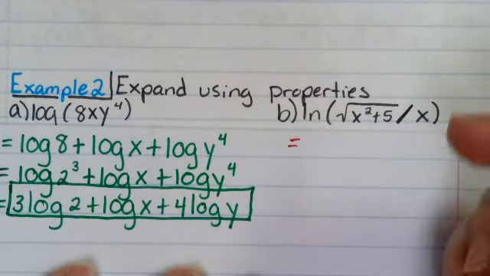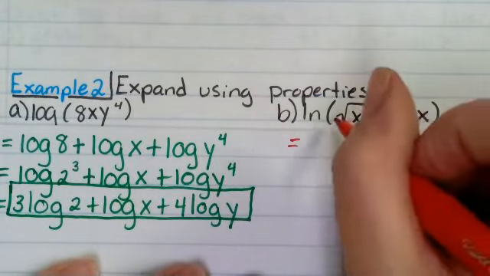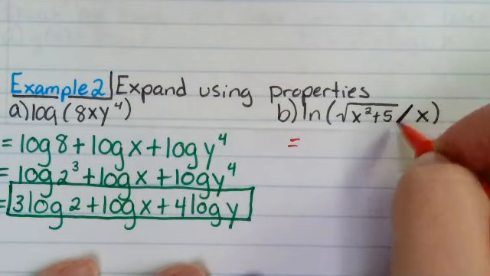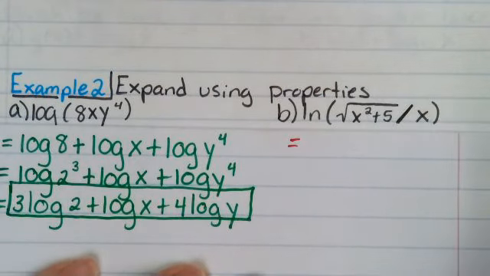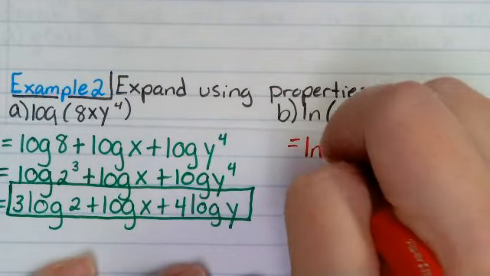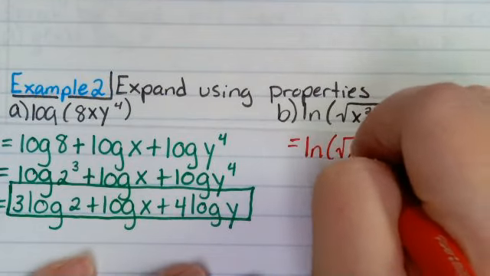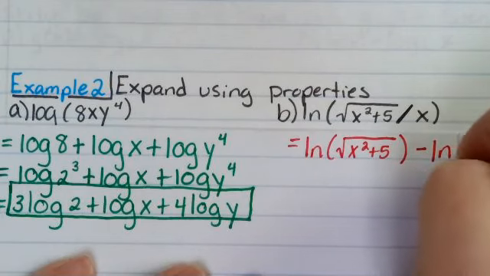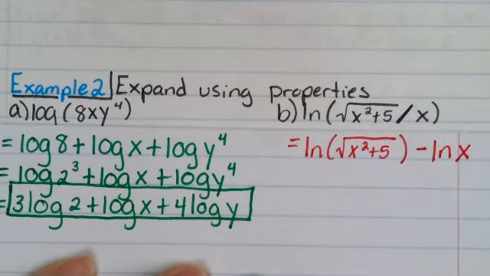We've got the natural log, and this time we're seeing a quotient. I see the natural log of the square root that's divided by x. So the first thing I'm going to do is use that quotient rule to write this as a difference instead. So I'm going to have the natural log of x squared plus 5, and we're going to subtract the natural log of x.